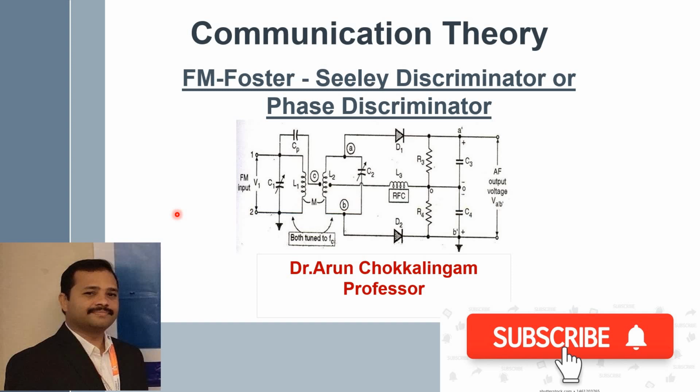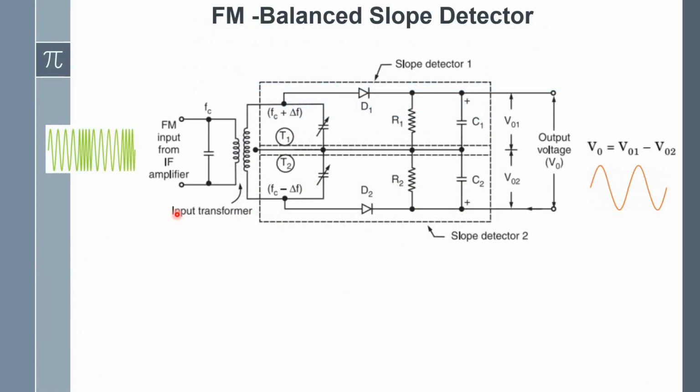Today we are going to discuss the FM Foster-Seeley discriminator. It is one type of FM detector or demodulator. This is also called the phase discriminator. So now we are entering into the video. First, the FM balanced slope detector.